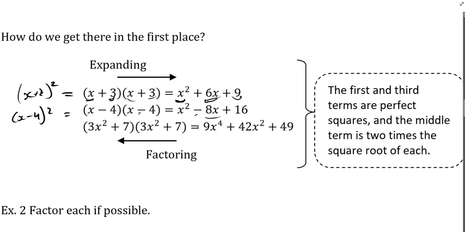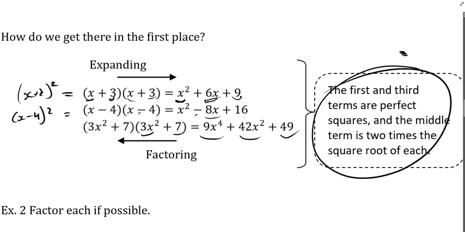3x squared times 3x squared, 9x to the fourth. 7 times 7, 49. 7 times 3 is 21 times 2, 42x squared. So you see how they all share that same pattern. We talked about this before. So if I'm going backwards, here's what you want to have written down.